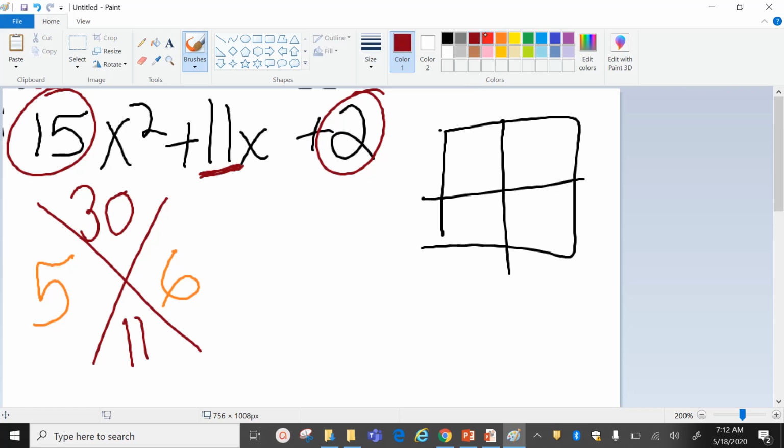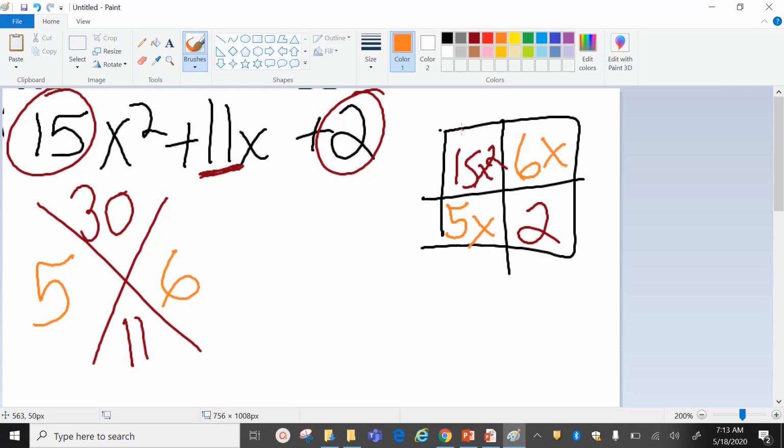Because I got this, I'm going to take this 15x squared. I get it from here. This 2. Then I'm done. Now I have to be intentional. Where does that 5 go? Where does that 6 go? So I'm going to put the 5x over here. And the 6x I'm going to put over here.